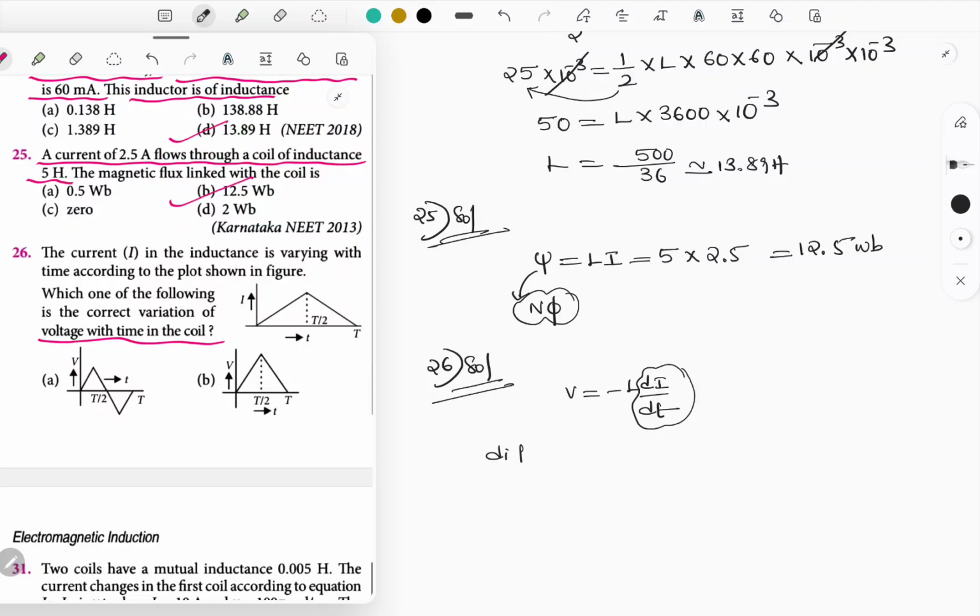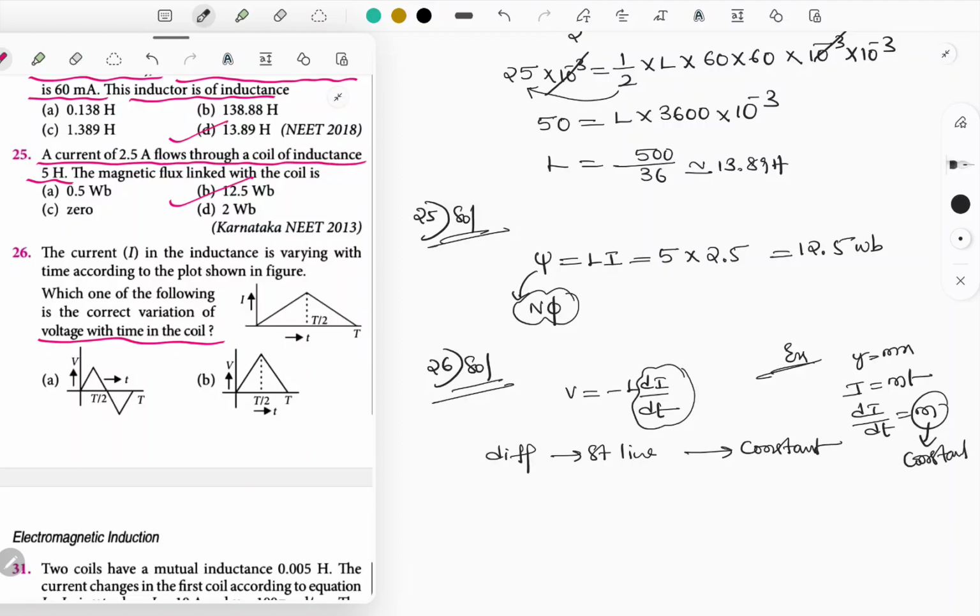Now if we know this, if I differentiate a straight line which is an increasing straight line, you are going to get a constant. A simple example, in y is equal to mx plus c format. Let us say I is equal to m into t. It's a straight line graph. If I differentiate I with respect to time, I'm going to get m. This is constant. That's the meaning here. We are going to get a constant.